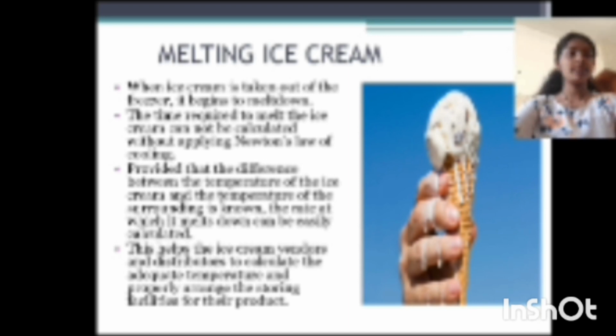Now, the last one, melting of ice cream. When ice cream is taken out of the freezer, it begins to melt down. The time required to melt the ice cream cannot be calculated without applying Newton's law of cooling. Provided that the difference between the temperature of the ice cream and the temperature of the surrounding is known, the rate at which it melts down can be easily calculated. This helps the ice cream vendors and distributors to calculate the adequate temperature and properly arrange the storing facilities for their product.